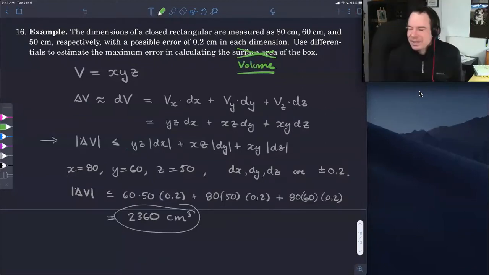Thanks for that. Yeah, for some reason I intended this to be a volume question, and I must have typed surface area when I wrote it out. But my intent was always for it to be a volume question. So the surface area was the mistake. So thanks for catching that.